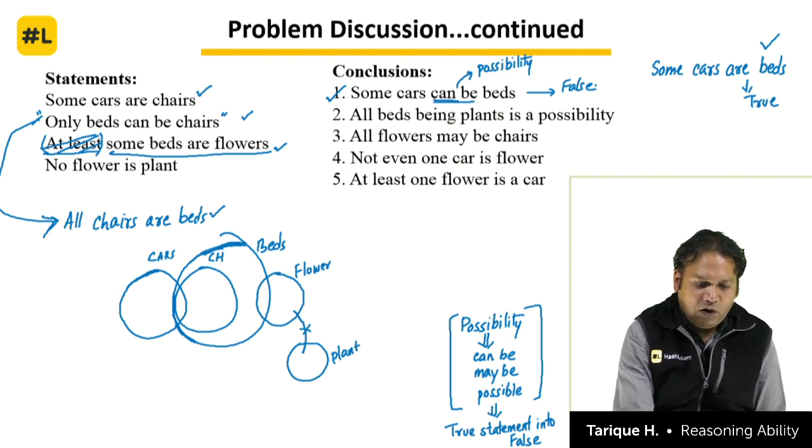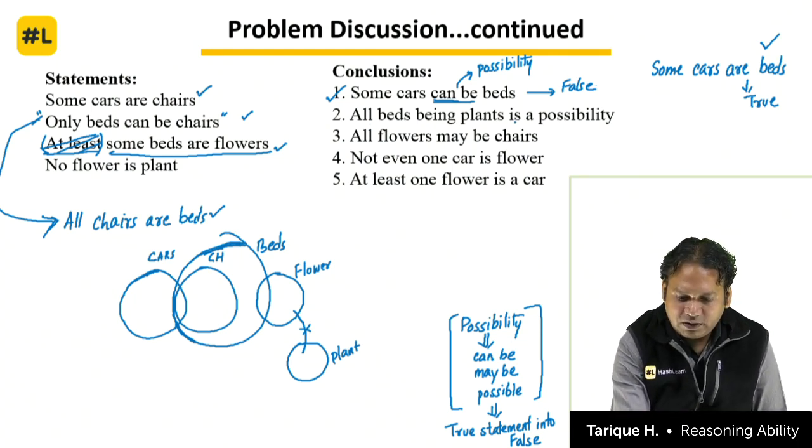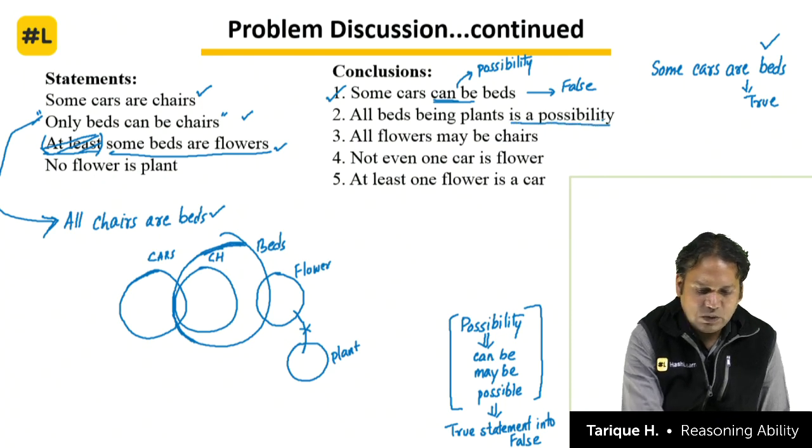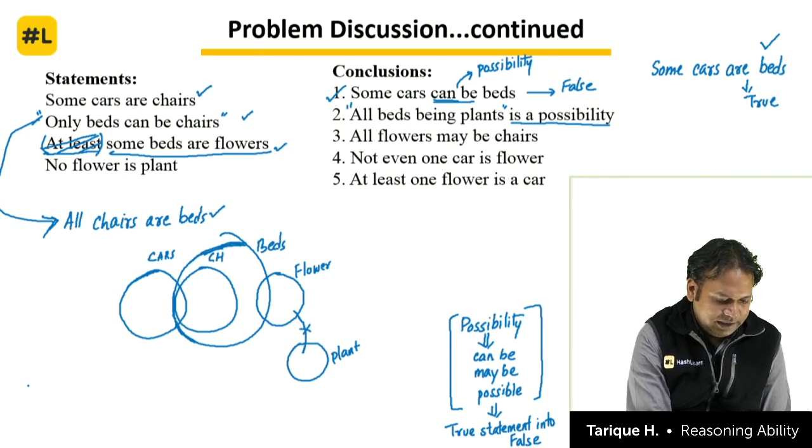Okay. Now all beds being plants is a possibility. Don't worry about this here. First just look at this statement, all beds are plants. Let me write it here. All beds are plants.